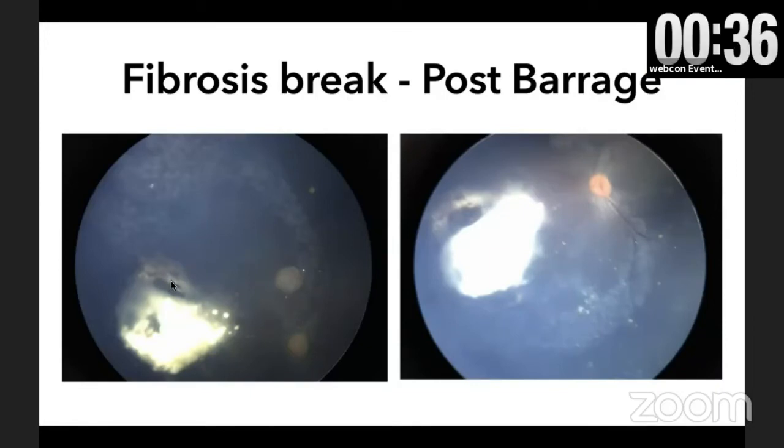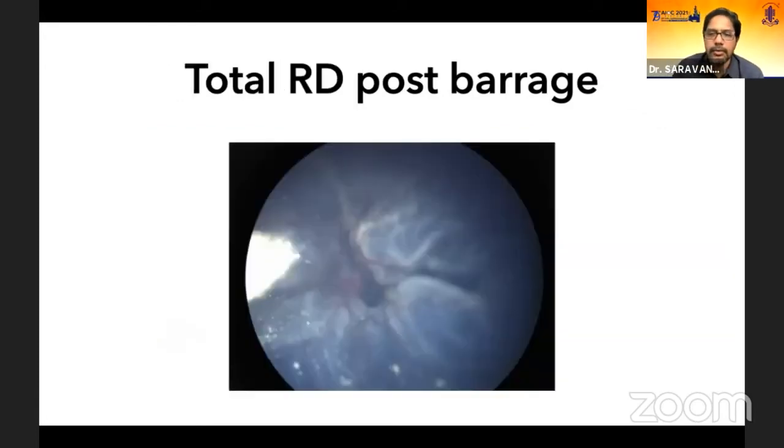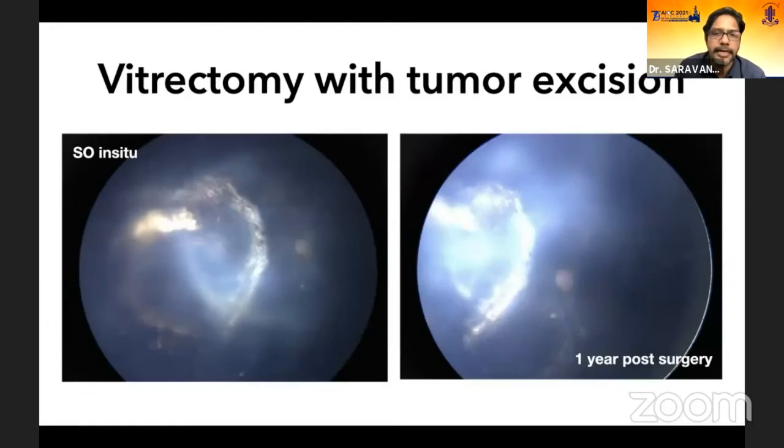And again, Dr. Parag tried to address this by doing a barrage, but again it went into a total RD within a month, and you can see the very significant PVR changes. And again, we have to do a retinectomy and tumorectomy in these eyes and fill it with silicone oil. There are some cataracts, so the view is not very clear, but now the retina is still attached nicely, and you can see the cut tumor on the edges of the scar, laser scar.